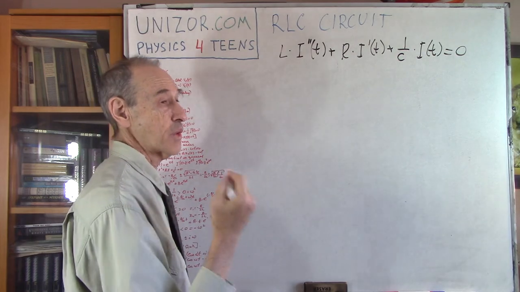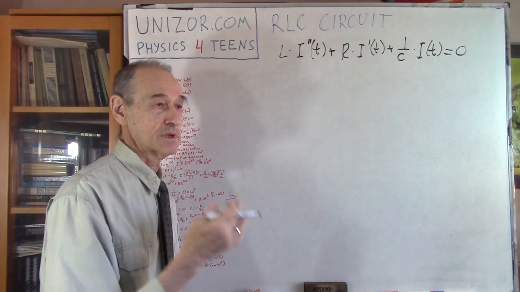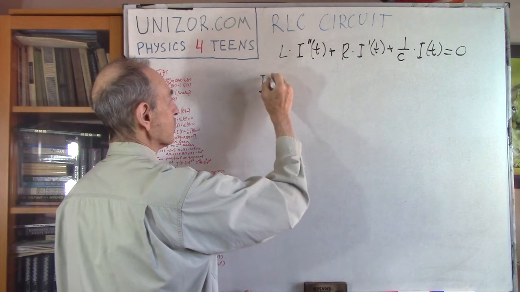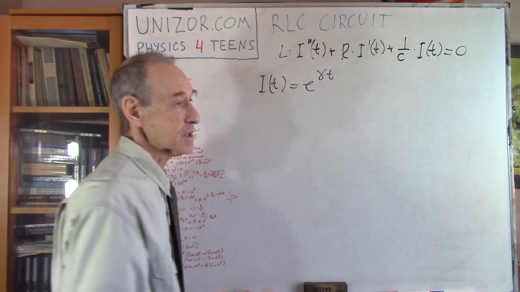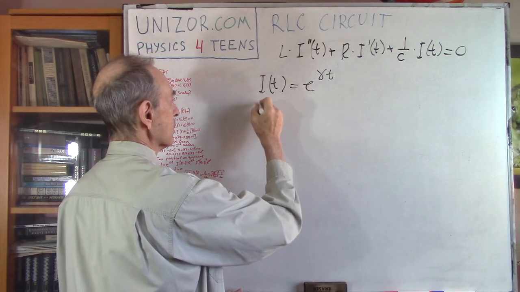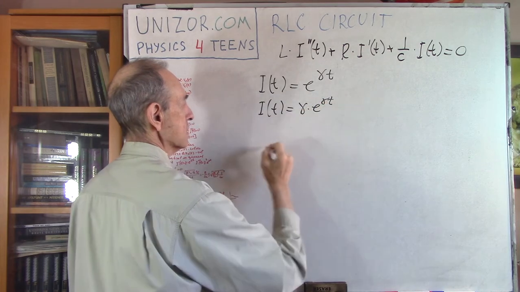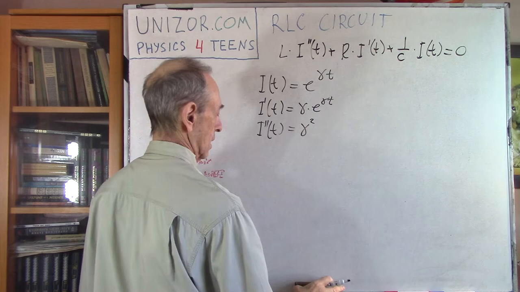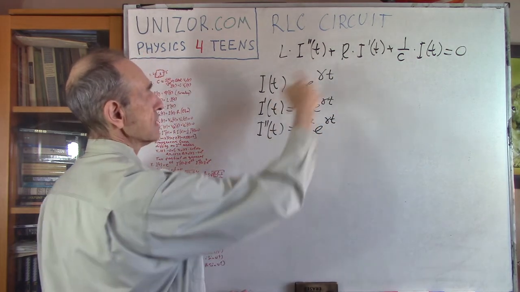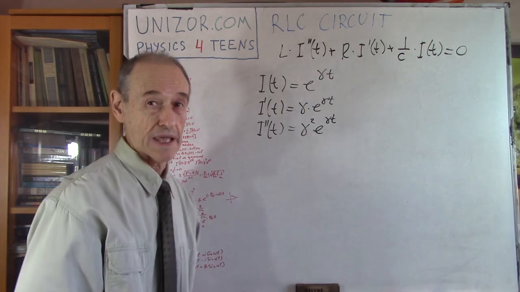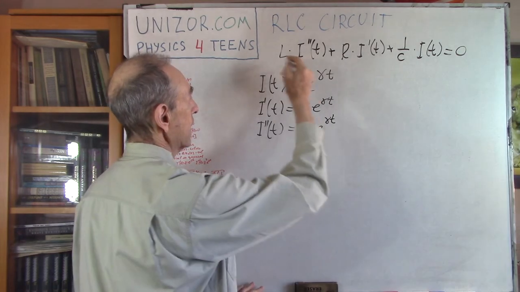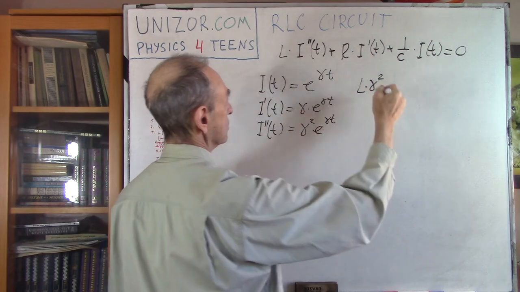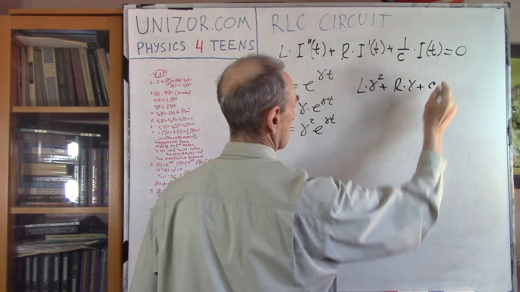So the obvious way to find the solution, and again, I'm not that smart, very smart people were doing this before me many times, is that they suggested to look for a solution among functions which look like e to the gamma t, where gamma is some coefficient. Why? Because the first derivative of this would be this, the second derivative would be this, and if I substitute it into this equation, you see that e to the gamma t can be cancelled out because it never equals zero. So it will be L times gamma squared times e to the gamma t, but it will cancel out, plus R gamma plus 1 over C.